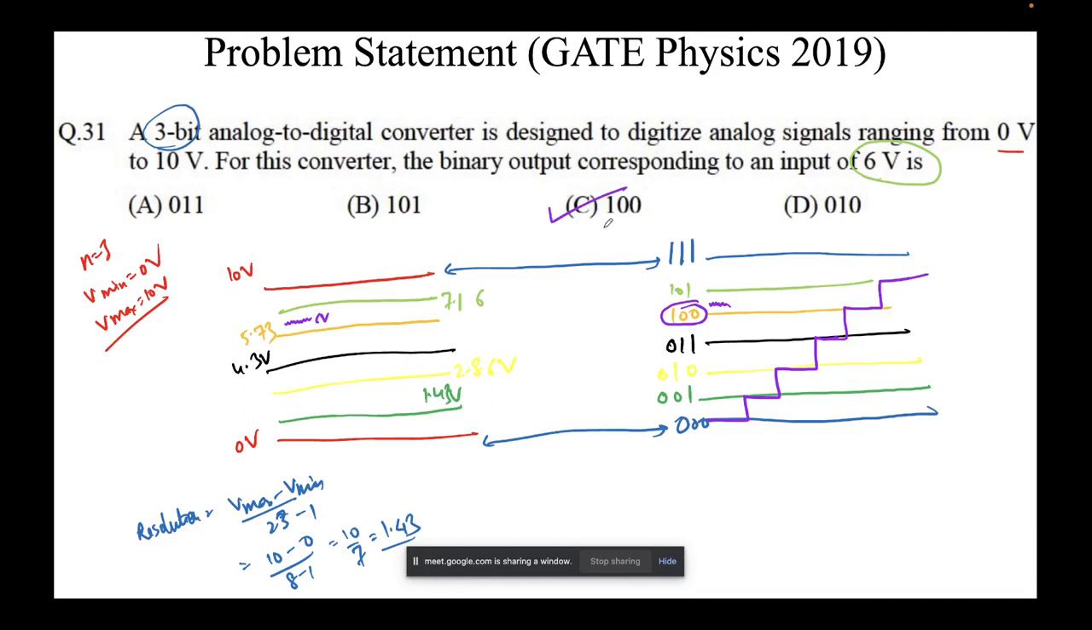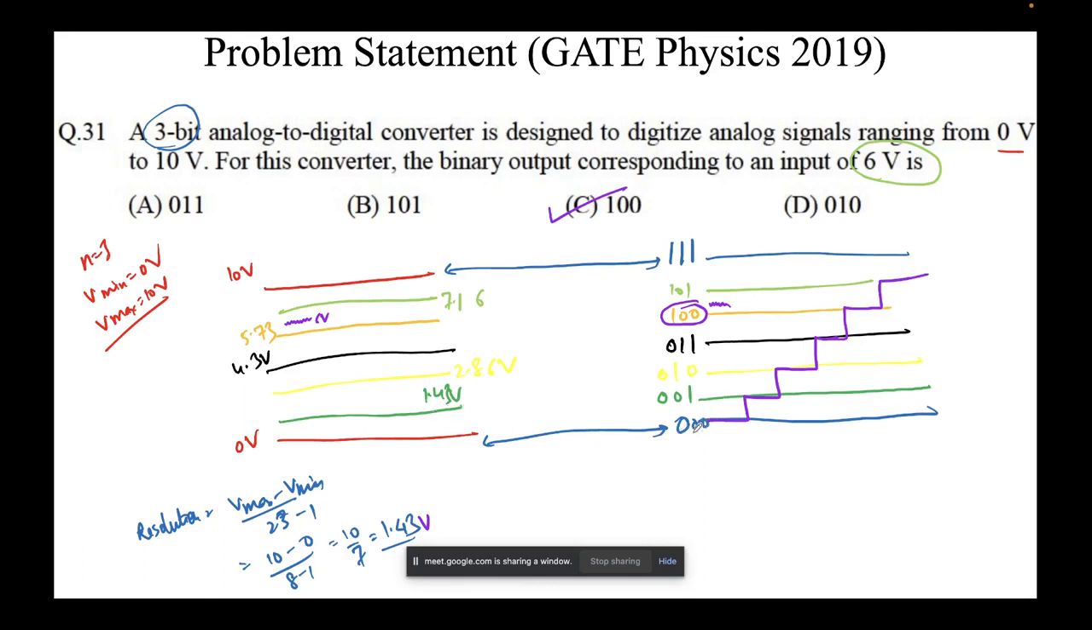I'll just summarize it again. So we were given a 3-bit converter, so with n equal to 3, and with the maximum and minimum values given for the input, we find out what the resolution is. We found out the resolution is 1.43 volts. This means that the first step would be 1.43 volts. One step equals the resolution.